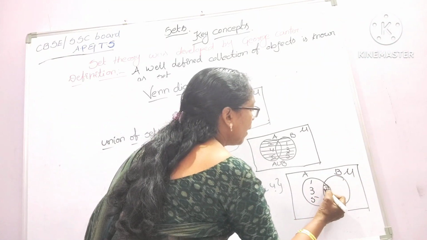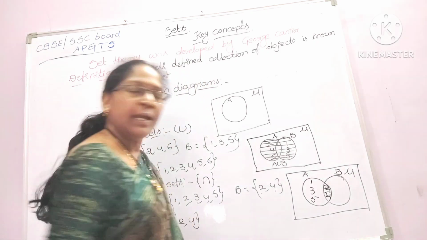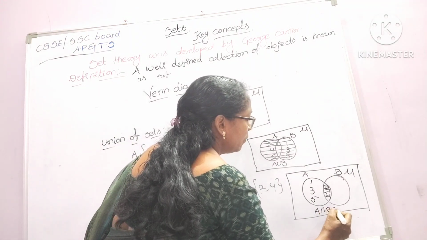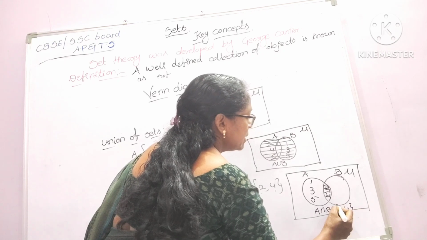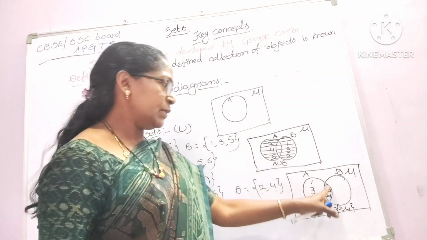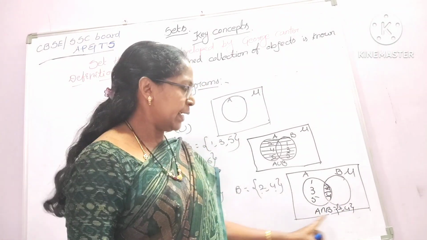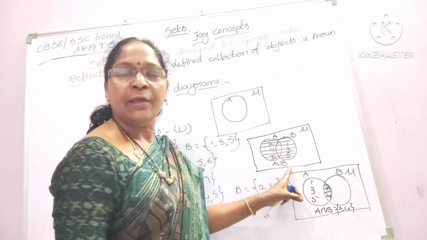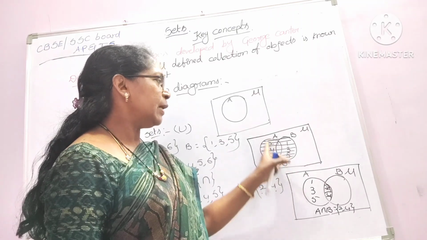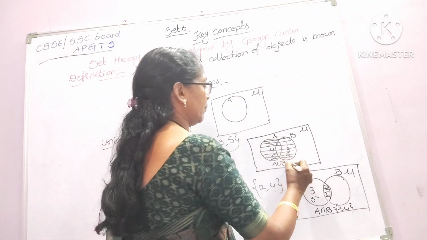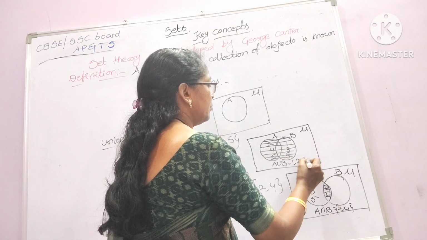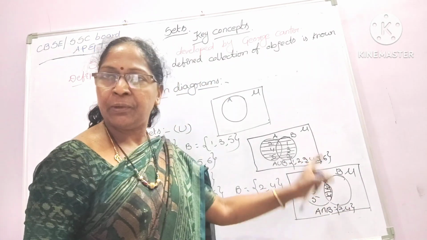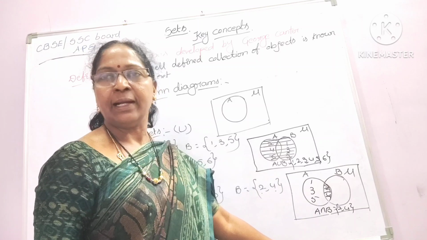What is the common part? That is nothing but the intersection. So A intersection B equal to 2, 4. This is the shaded part. The representation of the shaded part is nothing but A intersection B. Here the representation of the shaded part is union. A union B equal to all elements you write down: 1, 2, 3, 4, 5 and 6. Here intersection means only the common elements you write down.